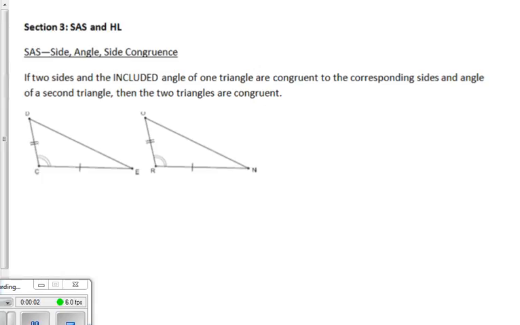All right, for section 3, we're looking at side angle side congruence and hypotenuse leg congruence. So let's look at our first two congruence theorems. For side angle side, SAS, this is telling us that if we know one side is congruent to another side in a different triangle, the angle right next to that side is again congruent to the angle right next to it, and a third side, or should I say a second side, okay, third piece of information.